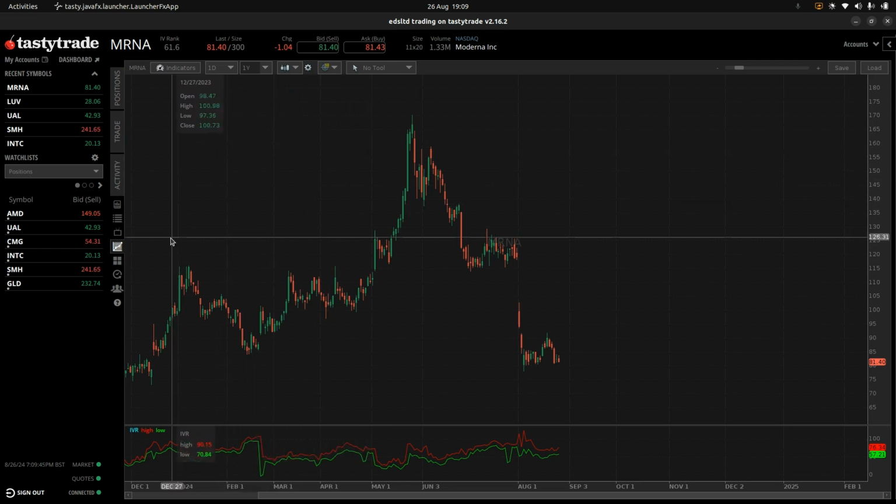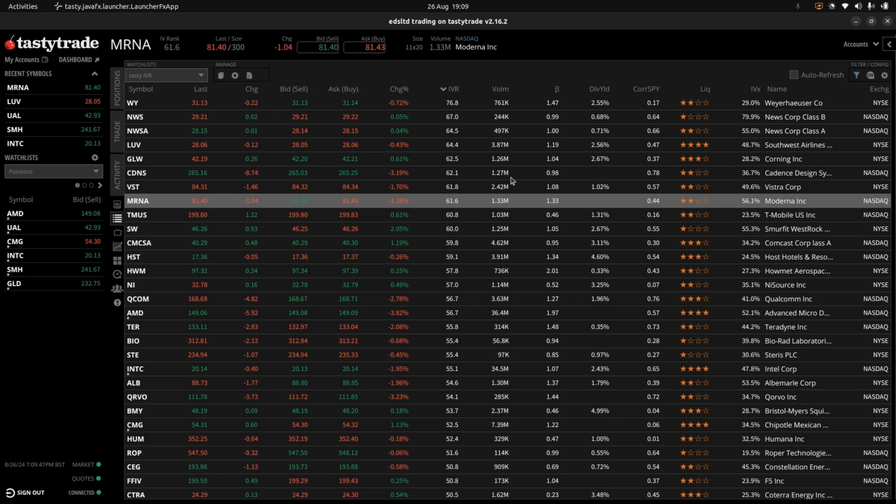So the first thing you want to do is pull up a watch list. This just needs to be a list of securities that you can compare side by side, essentially. So this is just a basic watch list.